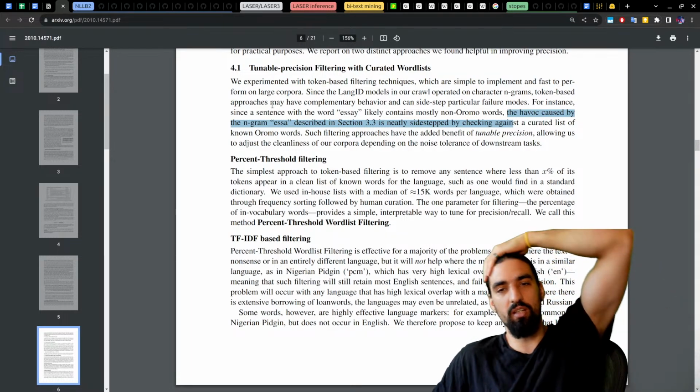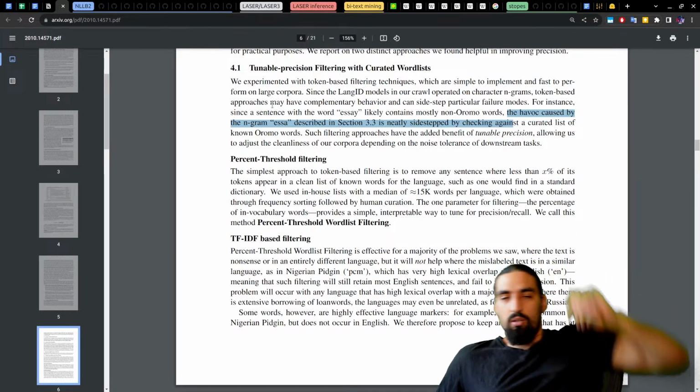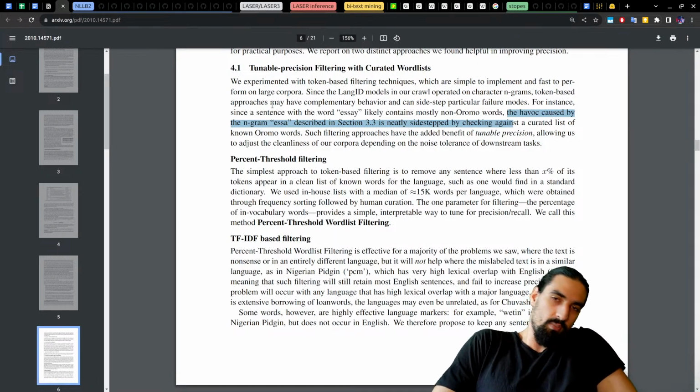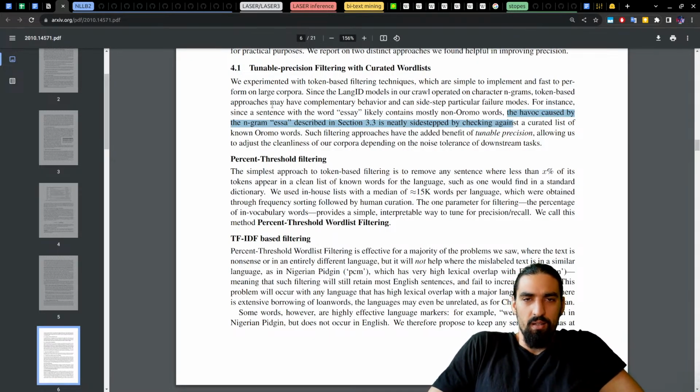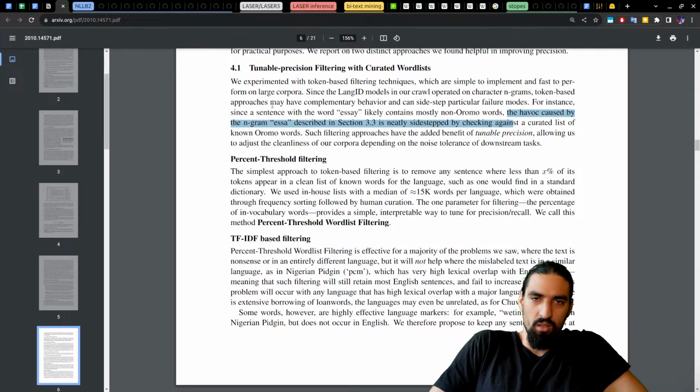Got it. So basically, if you find such ambiguity, you have this n-gram ESSA, and because of the domain knowledge, you can just check: is that actual word a part of the vocabulary of Oromo or not? Additionally, before deciding, it's like augmenting with heuristics. But this is just a very, very old way of doing things.